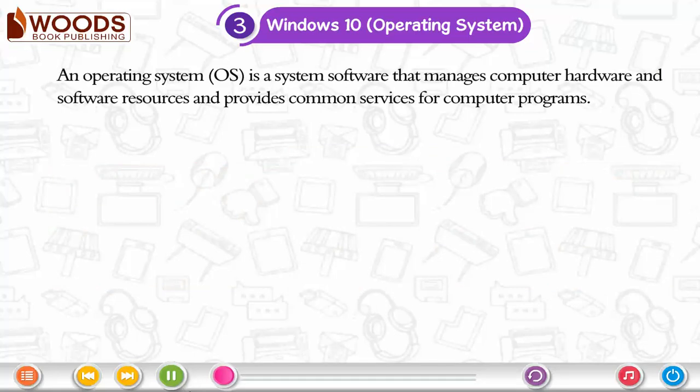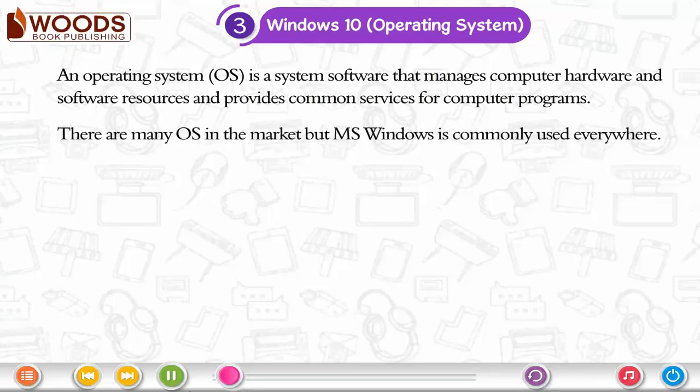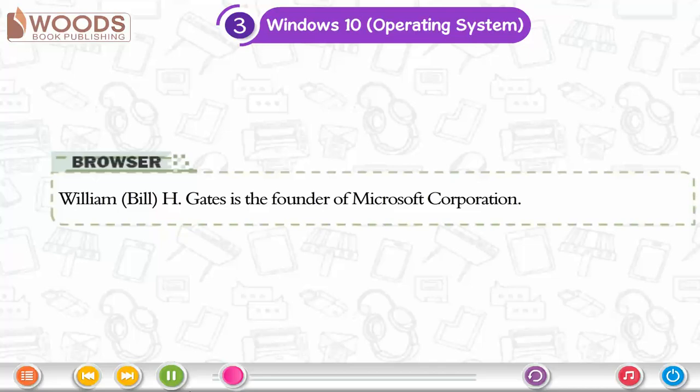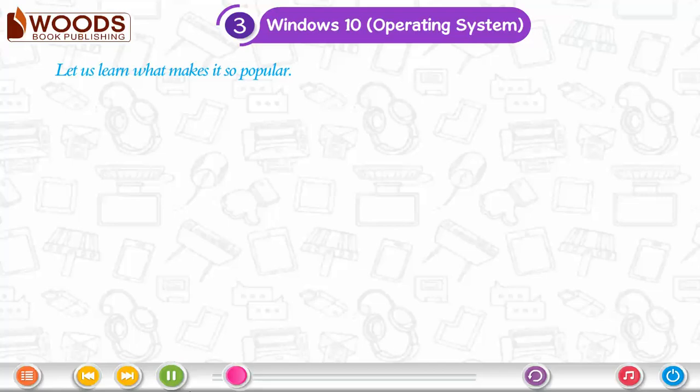An operating system, OS, is a system software that manages computer hardware and software resources and provides common services for computer programs. There are many OS in the market, but MS Windows is commonly used everywhere. William Bill H. Gates is the founder of Microsoft Corporation. Let us learn what makes it so popular.